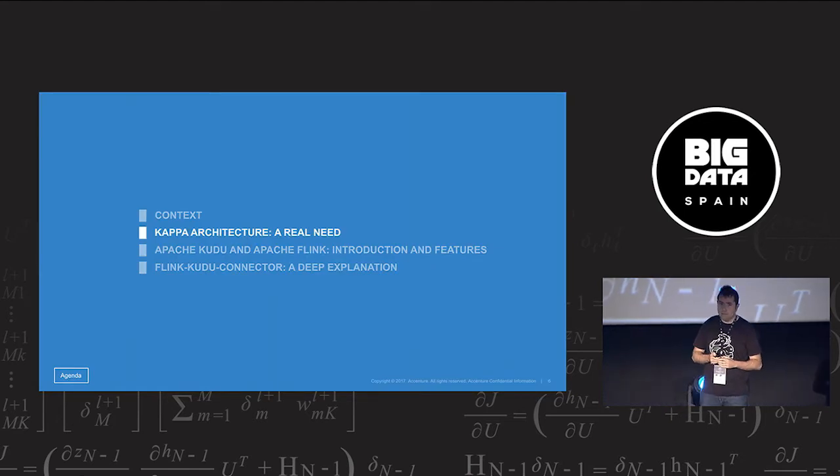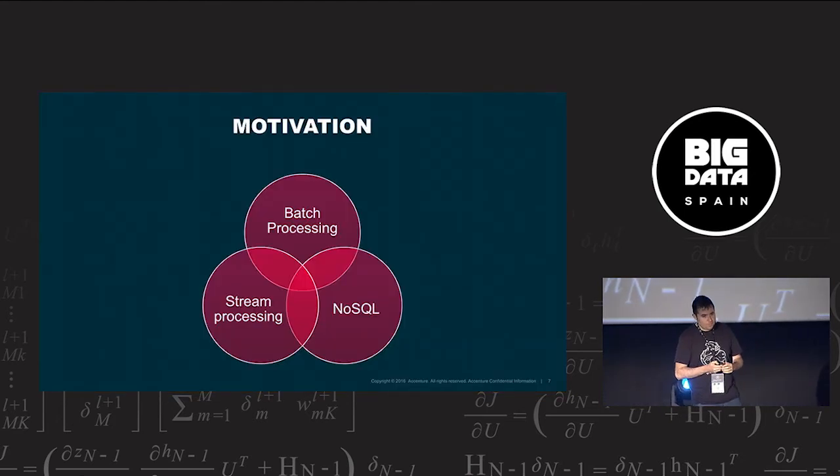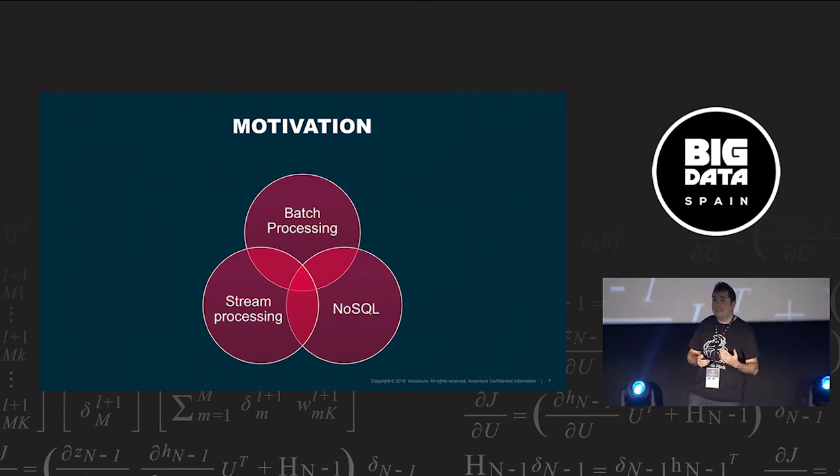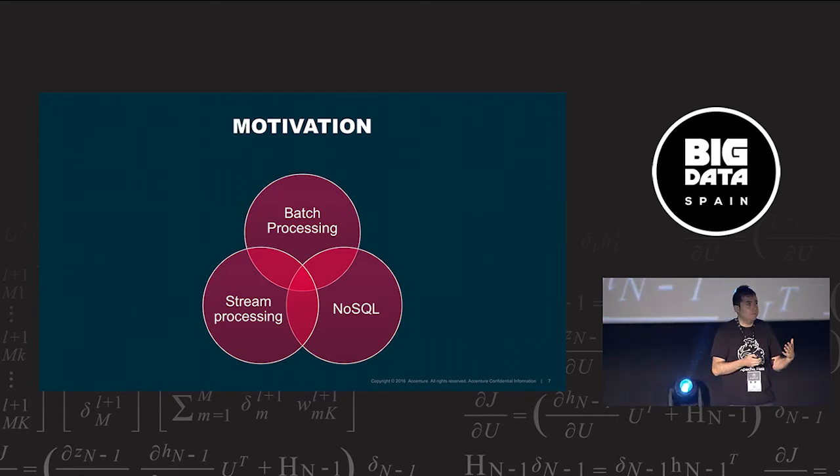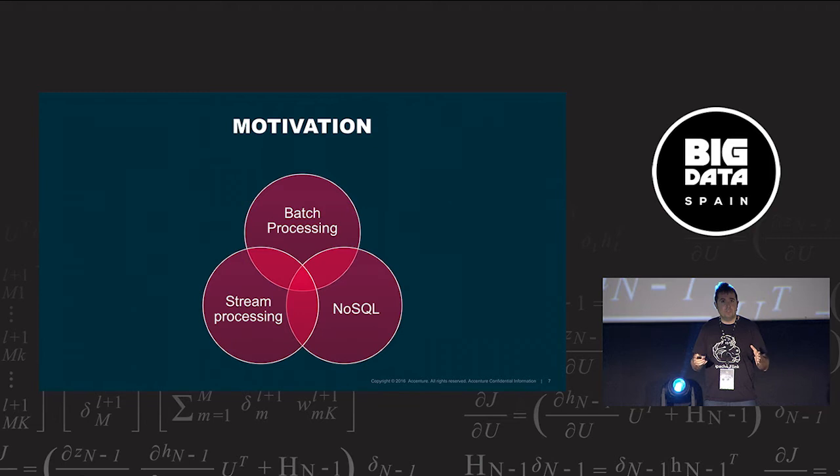OK, let's talk a little bit about Kappa architecture. We have been talking about big data for a long, long time. We always were talking about the three main problems: volume, velocity, and variety. We had three solutions. We had batch processing in order to deal with a large amount of data using different processing paradigms, like parallel and distributed systems. We had stream processing in order to provide low latency, real-time results. And we had NoSQL storage systems to have different approaches to store and query the information.